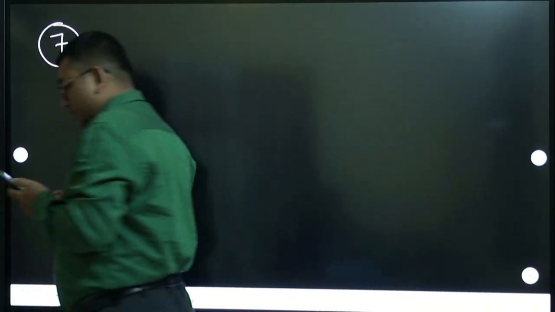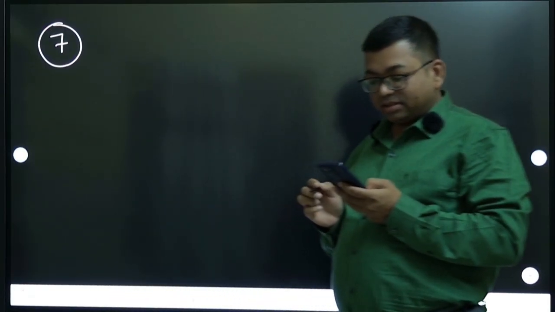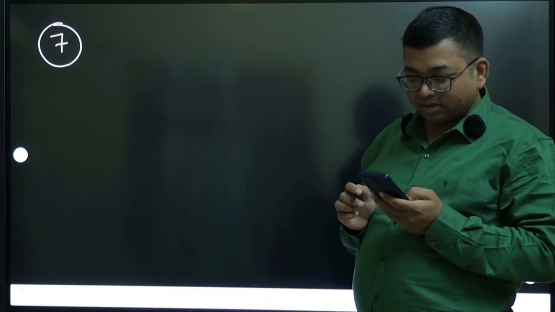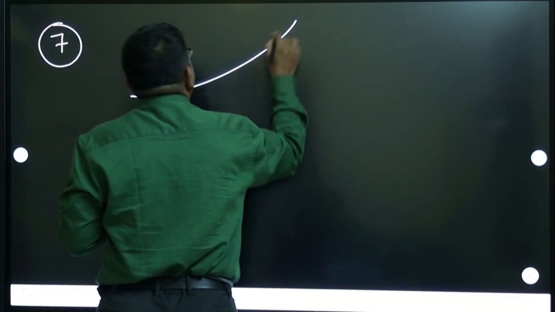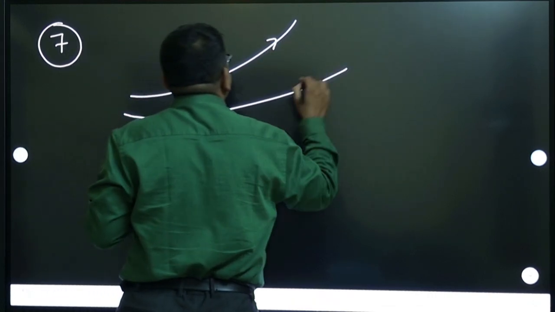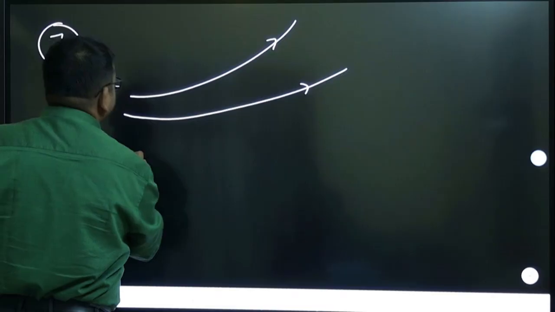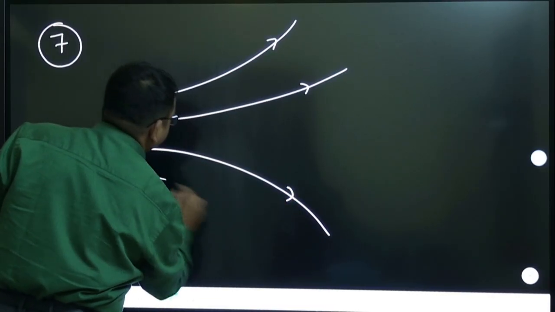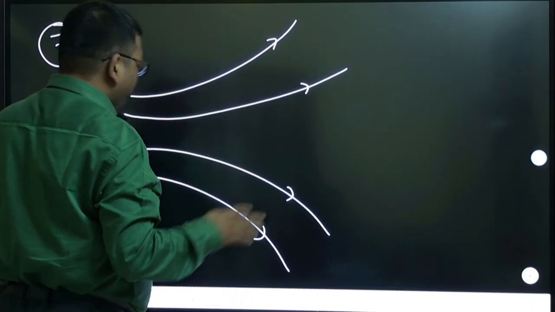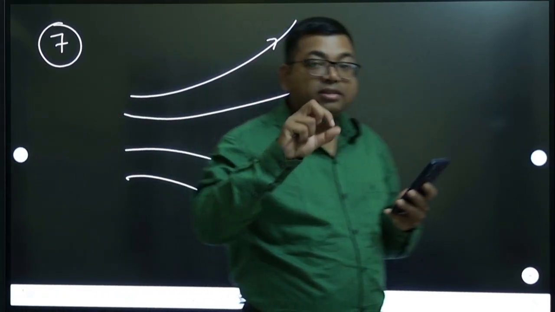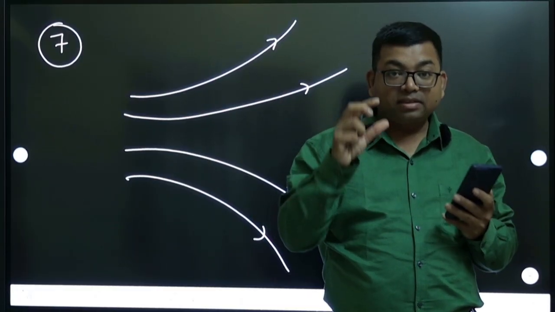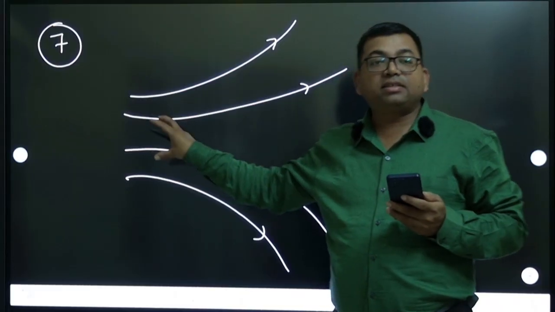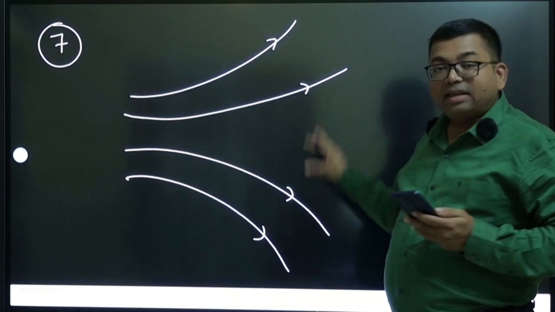Okay, a rigid electric dipole is free to move in the electric field represented by some field lines like this. You know that wherever field lines are closer, field strength is more, and wherever field lines are away, field strength is less. So definitely, in this region, field is more. Here, field is less.